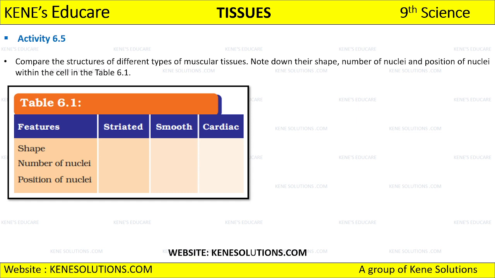Okay, then when it comes to position of nuclei, striated muscles are peripheral, smooth muscles are central, and cardiac muscles are also central. So here the only difference is with respect to striated muscles. Striated muscles are going to be peripheral, whereas smooth and cardiac muscles are going to be in the center. So I just want you all to complete this, write these points in your book.